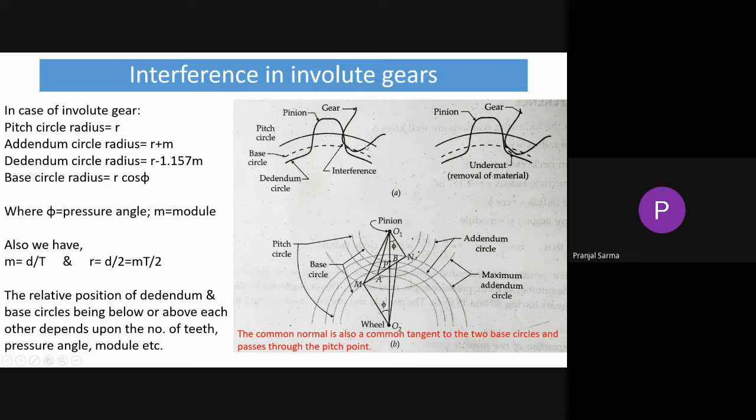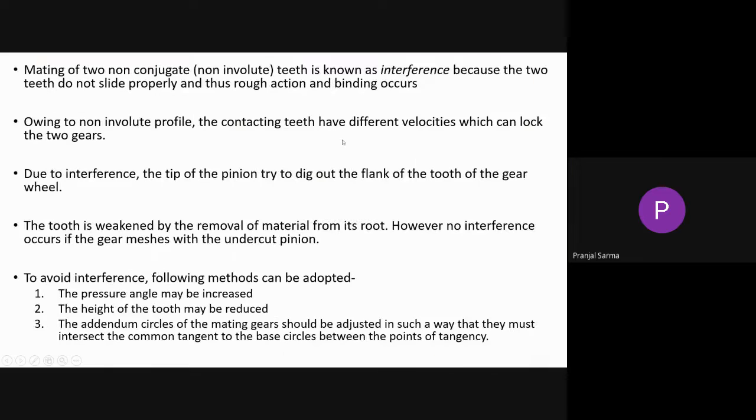If you look at this particular tooth, the upper one, from the gear and from the pinion. Here, at this tooth portion, as you can see, the interference portion, the tooth is trying to dig out material from the other, and these are not desired. As we have already said, the tooth may be weakened by the removal of material from its root.